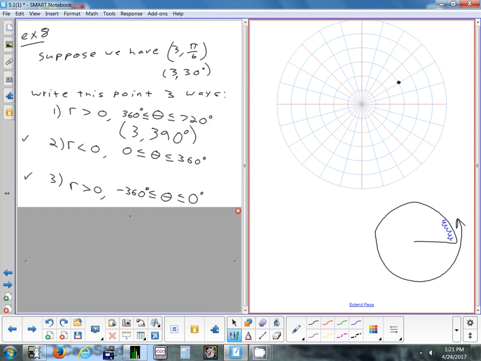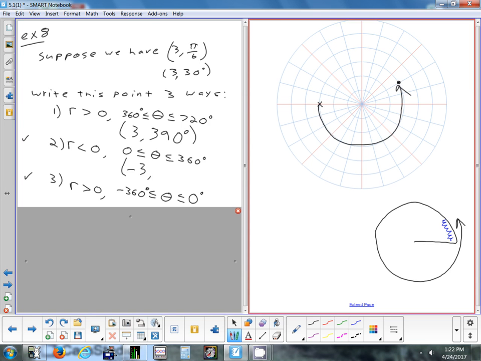For the second one, yep. Negative 3. All right. I'm going to start by going 3 to the left. So right there. And now they want the angle to be positive. So they want me to go that way. Okay, so you just have to figure out how much that is.